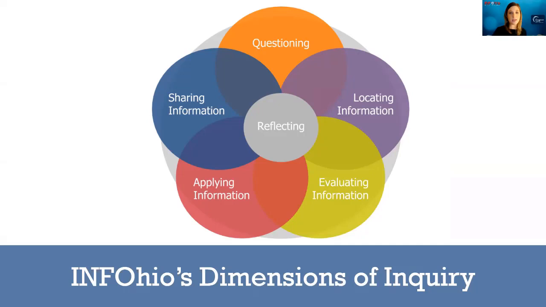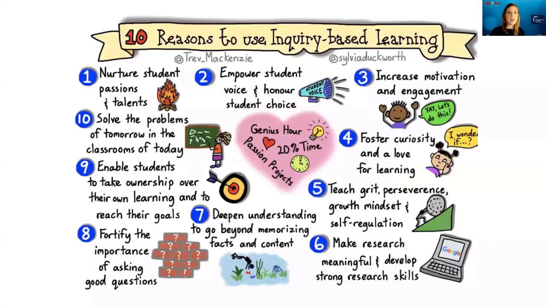InfoOhio's Dimensions of Inquiry is based on the work of leading researchers in the field of education and library science. These 6 dimensions are designed to support the development and growth of inquiry skills in students and include the following: questioning, locating information, evaluating information, applying information, sharing information, and reflecting. And now that we looked at what inquiry is, the question becomes, why inquiry?